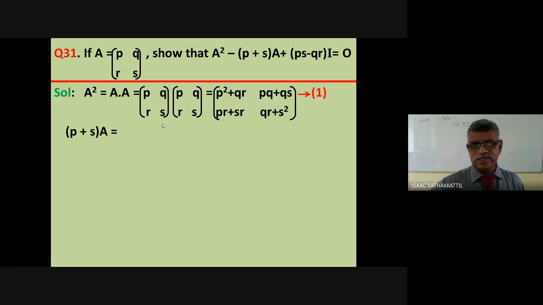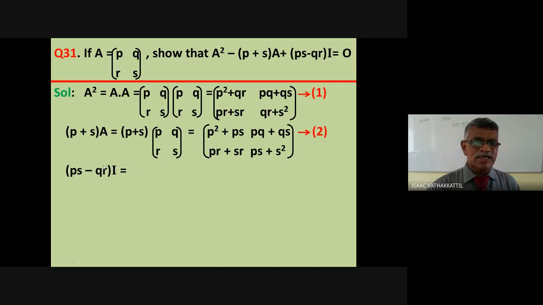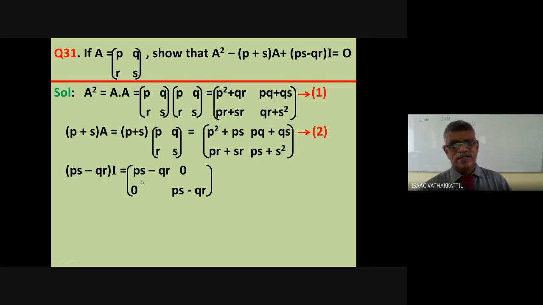Minus I will take later as a prime. P plus S multiplied with the matrix. What will I get? (P plus S) into P, that is P squared plus PS. (P plus S) into Q, PQ plus SQ. (P plus S) into R, PR plus SR. And (P plus S) into S, PS plus S squared. Okay? Now, (PS minus QR) into I, that is (PS minus QR) into [[1, 0], [0, 1]], that is [[PS minus QR, 0], [0, PS minus QR]].